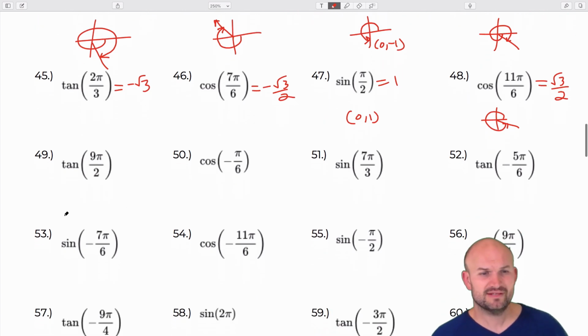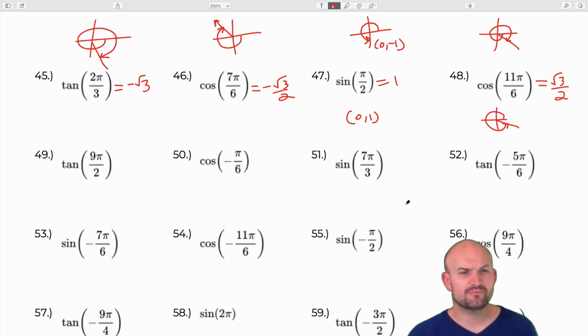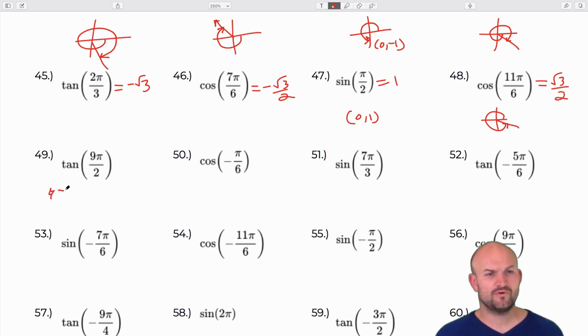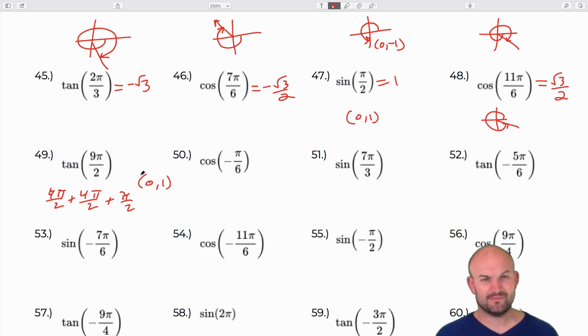9 pi halves, wow, that's a lot of rotation here. So let's break that one up. So again, we can break up 9 pi halves into 4 pi halves plus 4 pi halves plus pi halves. So really, we're just finding the tangent of 0, 1. I can't believe I did that many rotations, which is going to be undefined. Negative pi over 6 is in the fourth quadrant, reference angle pi over 6. So therefore, that is positive square root of 3 over 2.